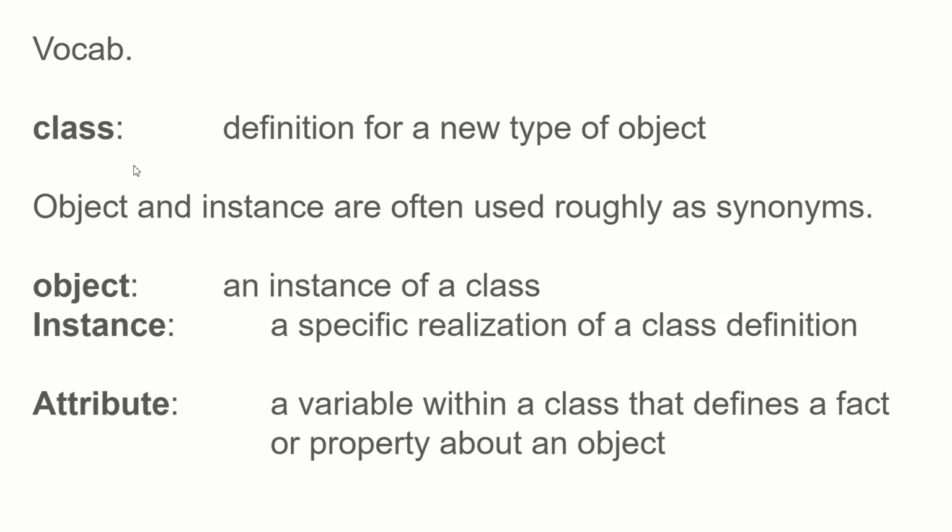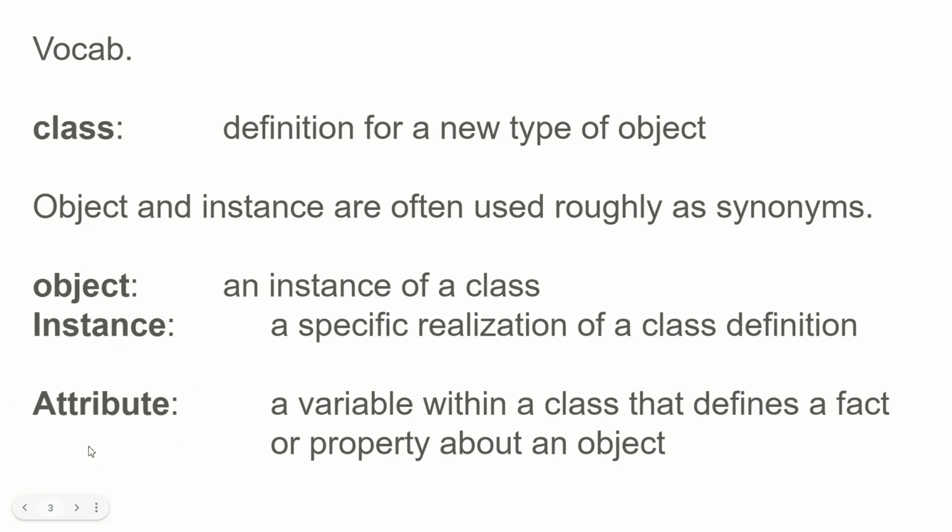A class is just a definition for a new type of object. People use the words object and instance as rough synonyms. An object is an instance of a class, but an instance is just a specific realization of a particular class definition. So, for example, if you had a dog class that defines a new type of object called dog, running the constructor would create an instance of the dog class. An instance would be a specific example of that definition where the variables that define dog have been given specific values.